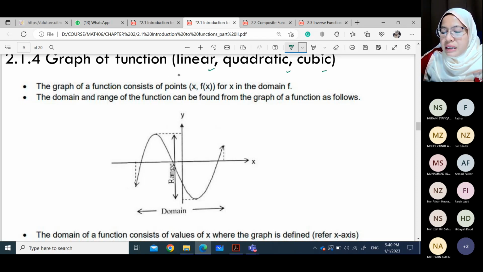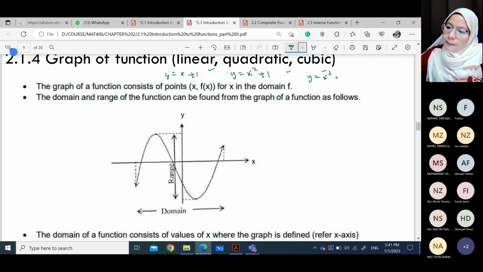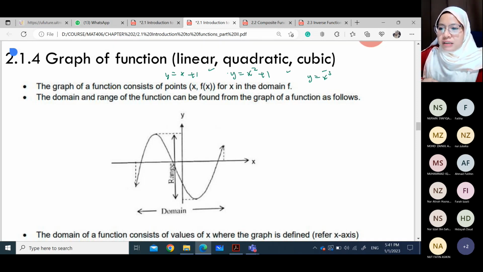Okay, so for linear, the power of x is 1, which is x. Contohnya, y equal to x plus 1. So x kat sini yang paling tinggi kuasa 1. Ini adalah linear. Kalau quadratic, y equal to x power of 2. So x squared power of 2 plus something, so let's say plus 1. So this one is a quadratic. And cubic, it is about y equal to x to the power of 3. Yang ada kuasa 3 kat situ, itu adalah cubic. Okay. Alright, ini semua adalah graph of function.